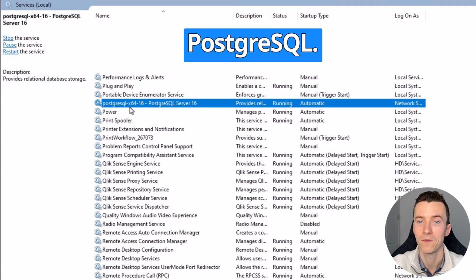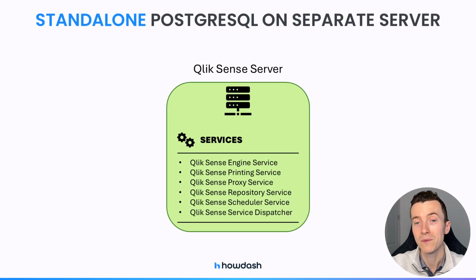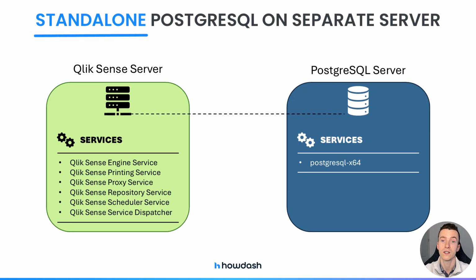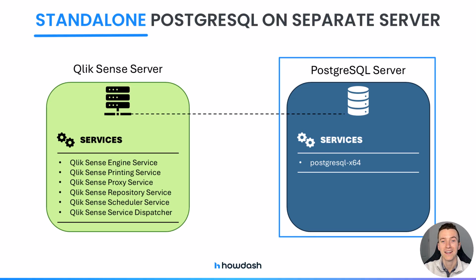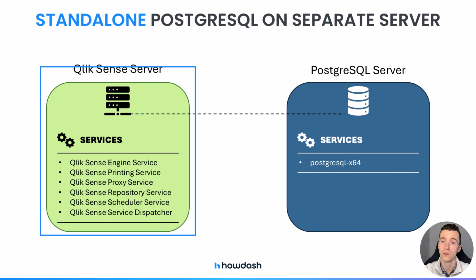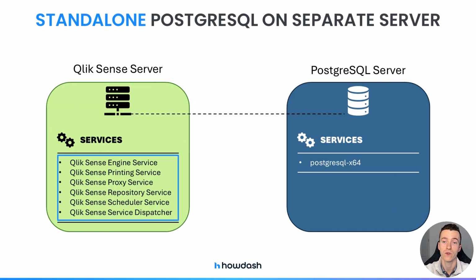of PostgreSQL. Now, it's also possible to not see either of these services. If that's the case, that could mean that your PostgreSQL server is running on a separate machine. More precisely, that means your standalone PostgreSQL is running on a separate machine. It is possible to have PostgreSQL server operated on a dedicated machine. In that case, your Qlik Sense server will just have the Qlik Sense services running on it.